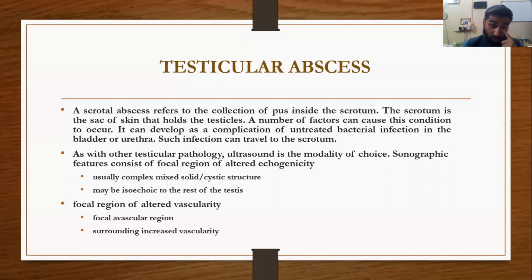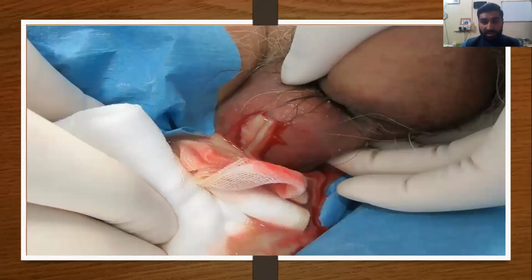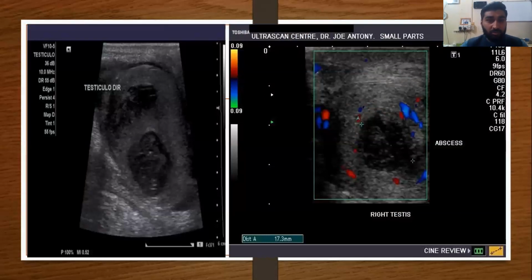Sonographic features consist of a focal region of altered echogenicity, usually a complex, mixed solid cystic structure, or maybe anechoic to the rest of the testis. The focal region of altered vascularity may be avascular or show increased peripheral vascularity. This diagram shows a testicular abscess. In the image on the left, we can see an intratesticular hypoechoic lesion of complex echogenicity, representing a testicular abscess. Similarly, in the image on the right, a hypoechoic, ill-defined lesion with no internal vascularity but increased peripheral vascularity, demonstrating an intratesticular abscess.